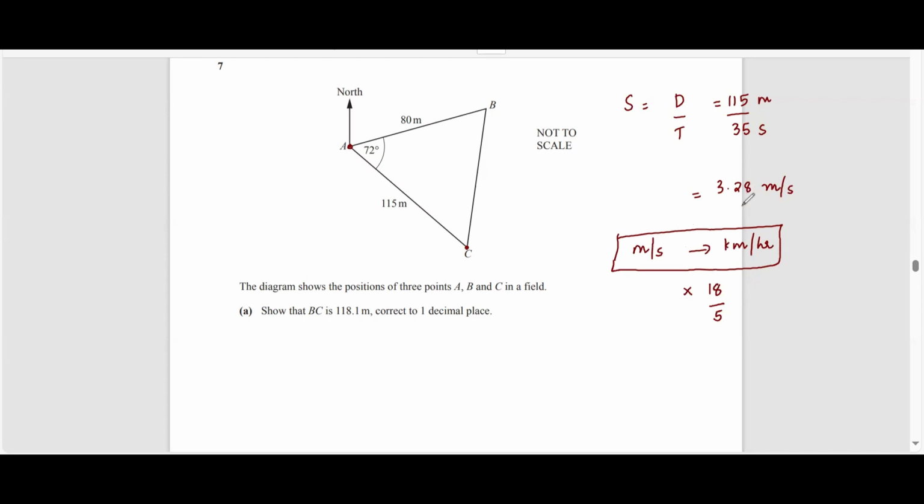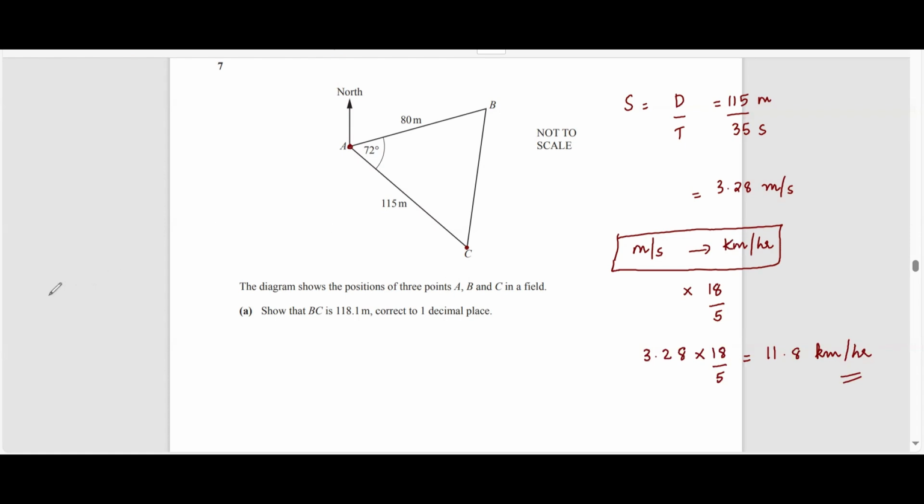So 3.28 meter per second was my answer. But in the question, they are asking us to convert this into kilometer per hour. So meter per second to kilometer per hour, the conversion is we need to multiply by 18 over 5. So 3.28 multiplied by 18 over 5 will give us 11.8. So 11.8 kilometer per hour will be the final answer for the D part. So the D part is done.